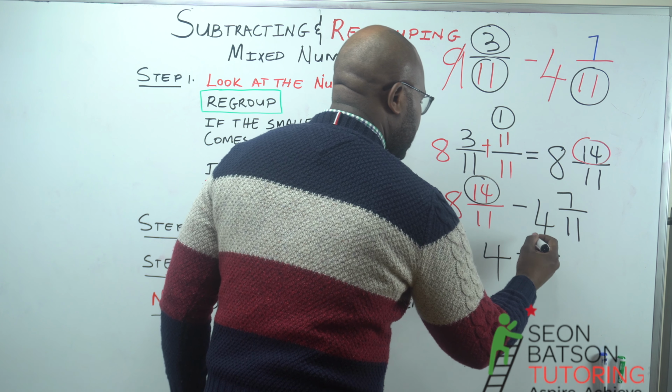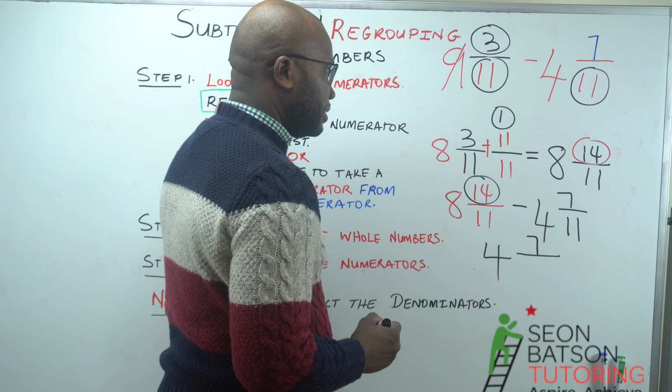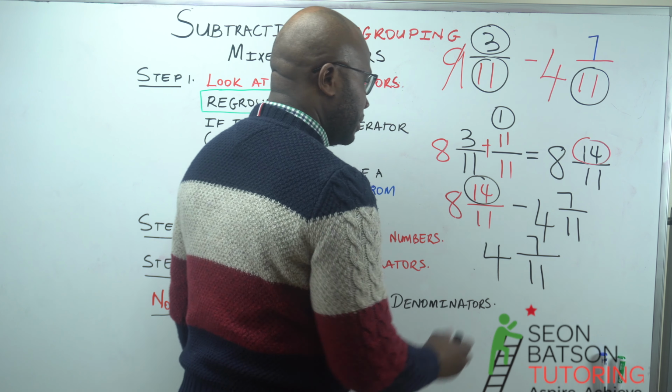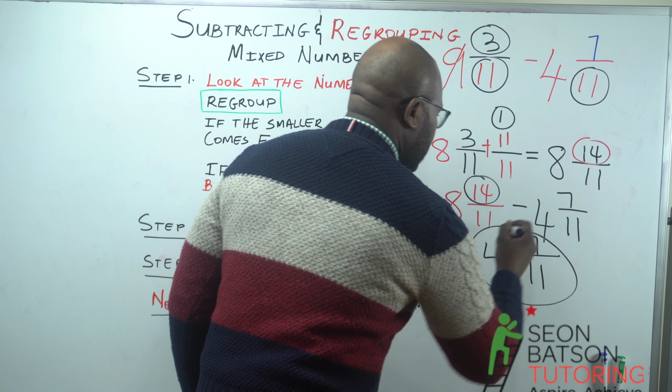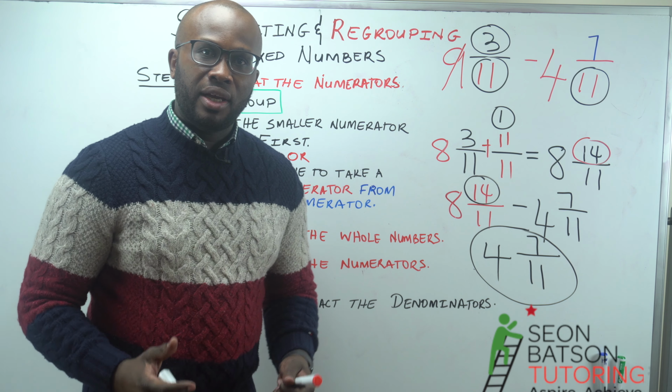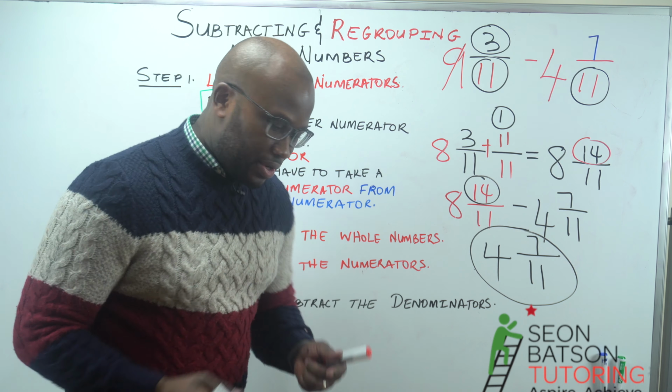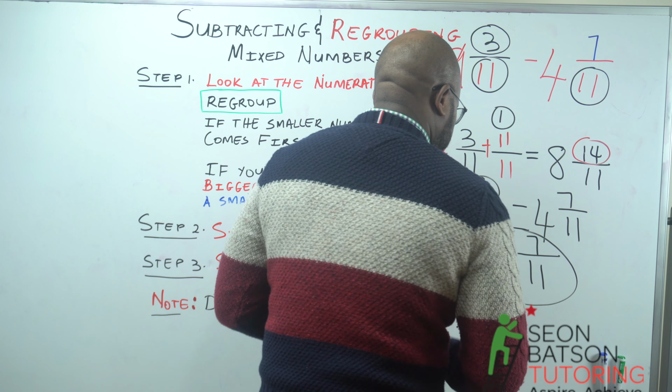14 minus 7 is 7. Yes? And then what happens? Remember, the denominator stays the same. So our answer is 4 and 7 over 11. Get the idea? Very good. Let's try a next one.